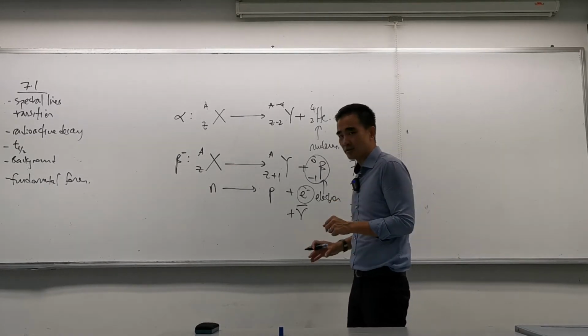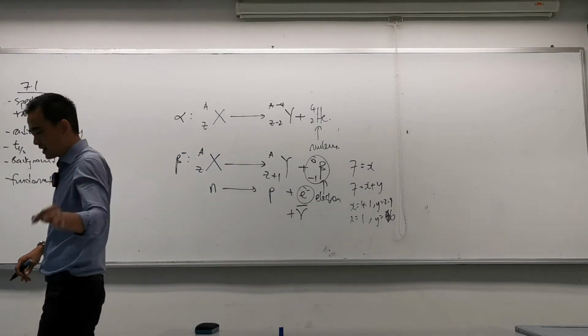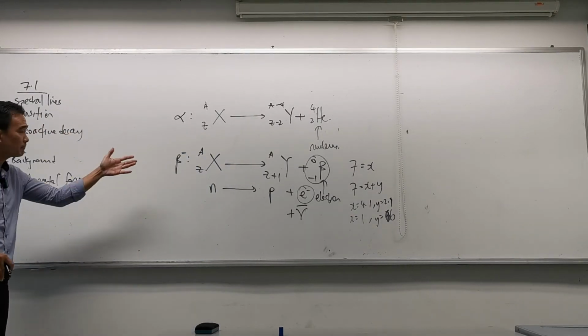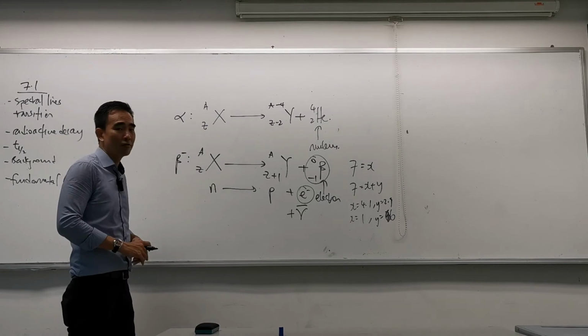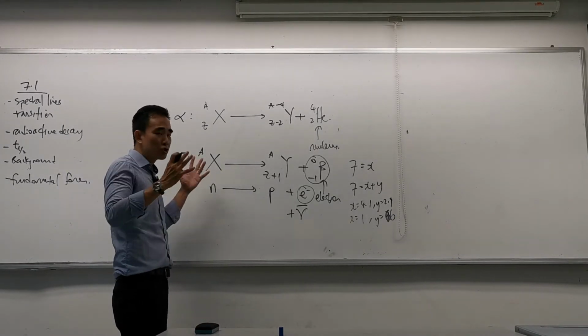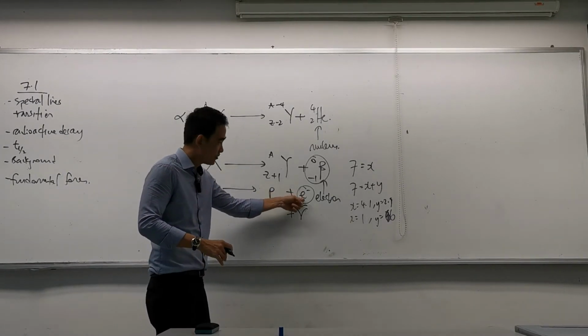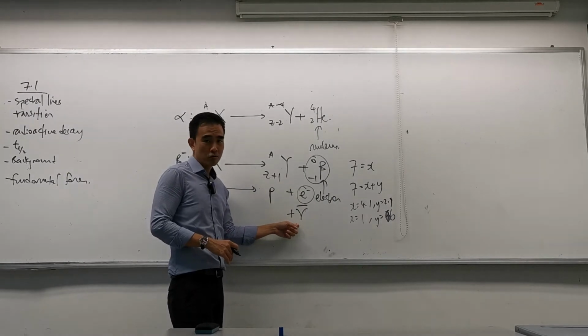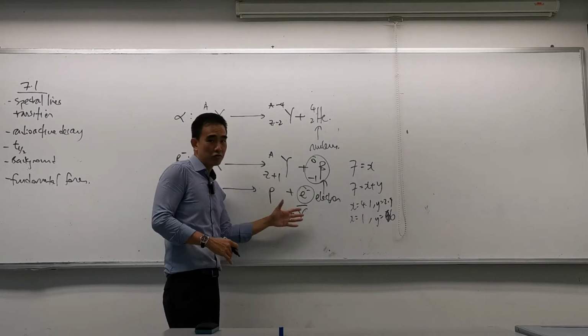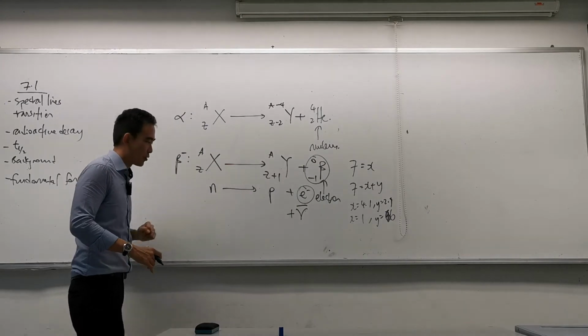There are infinite number of possibilities, and that's why when you have another particle coming into the equation, the energies of the beta particle need not be specific anymore. It can be shared between the beta particle, which is the electron, and this thing called antineutrino. We'll talk more about this antineutrino and neutrino later on in topic 7.3.